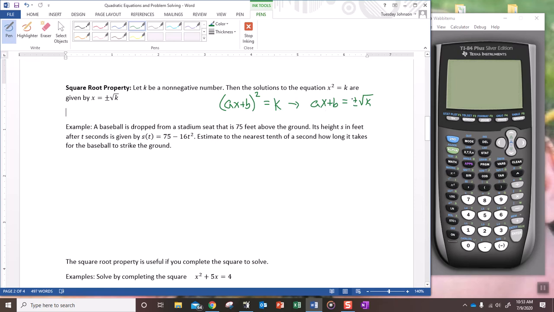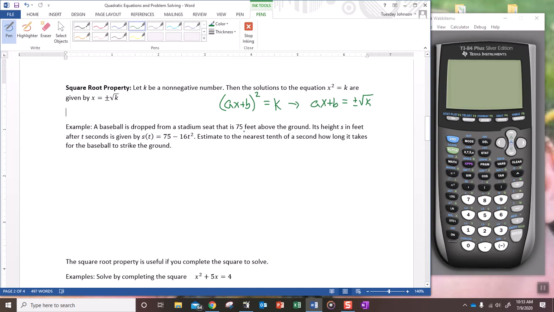And when we take the square root of both sides, remember, we don't know if it was positive or negative when we squared it to get the positive and the non-negative result. So we have to accept the possibility of either positive or negative. Let's see an example here of baseball.